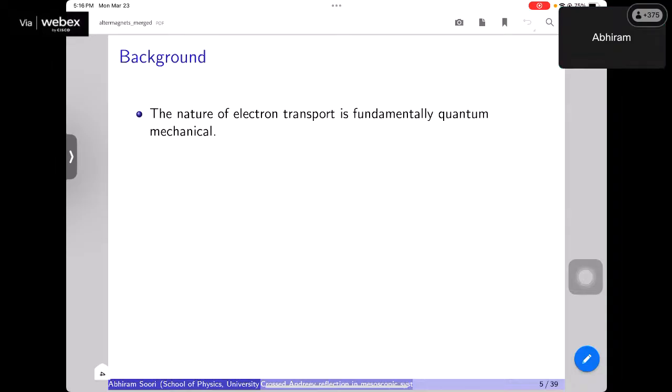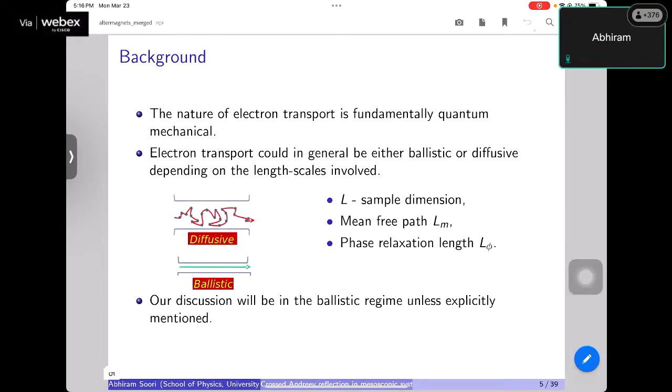So the nature of electron transport, that is the quantum mechanics that we all know, can, in principle, be either ballistic or diffusive depending on the length scales that are involved. Let's say L is the sample dimension. Then there is something called the mean free path, LM. That is basically the separation between two successive scatterings. And there is something called the phase relaxation length, which is very important.